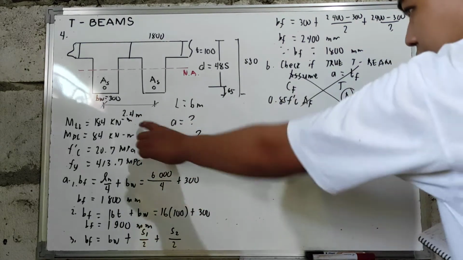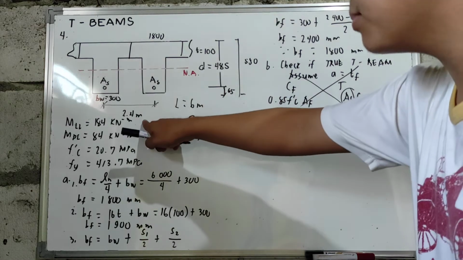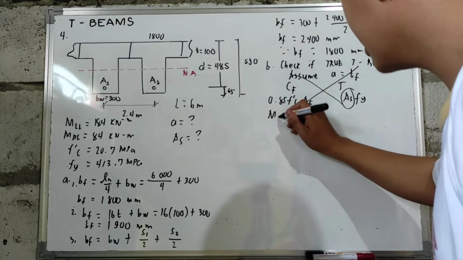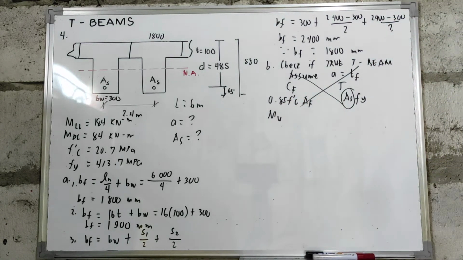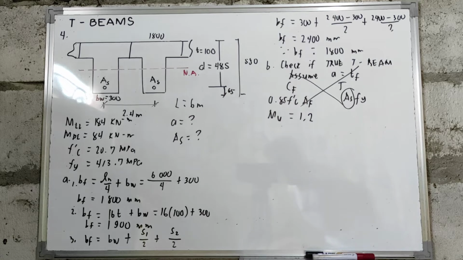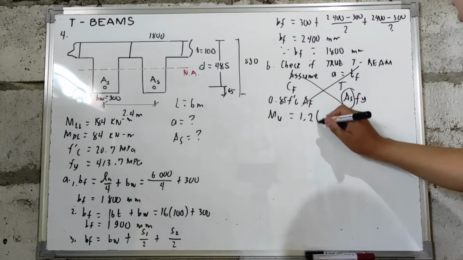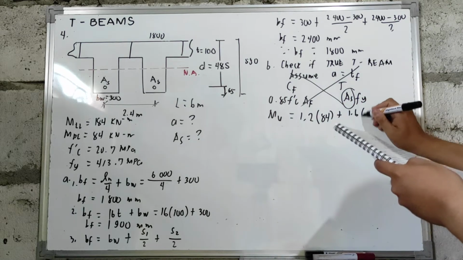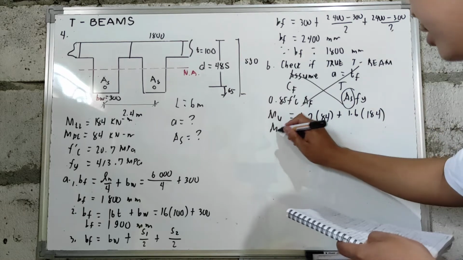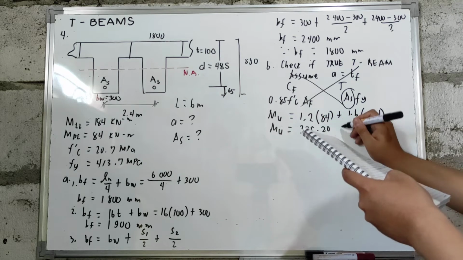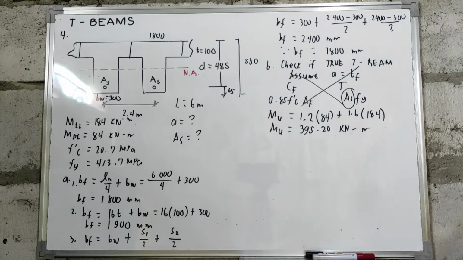So let's say, gamitin natin yung mga given natin. Meron tayong given na service moment na live load na 184, sa dead load naman is 84 kN meter. E di kunin natin yung MU natin, yung ultimate moment capacity natin. So you have 1.2 MDL plus 1.6 MLL. So yung DL natin, that is 84 plus 1.6 LL natin na 184 kN meter. So you have a value of your MU which is equal to 395.20 kN meter. So ito yung dadalhin ng beam natin.